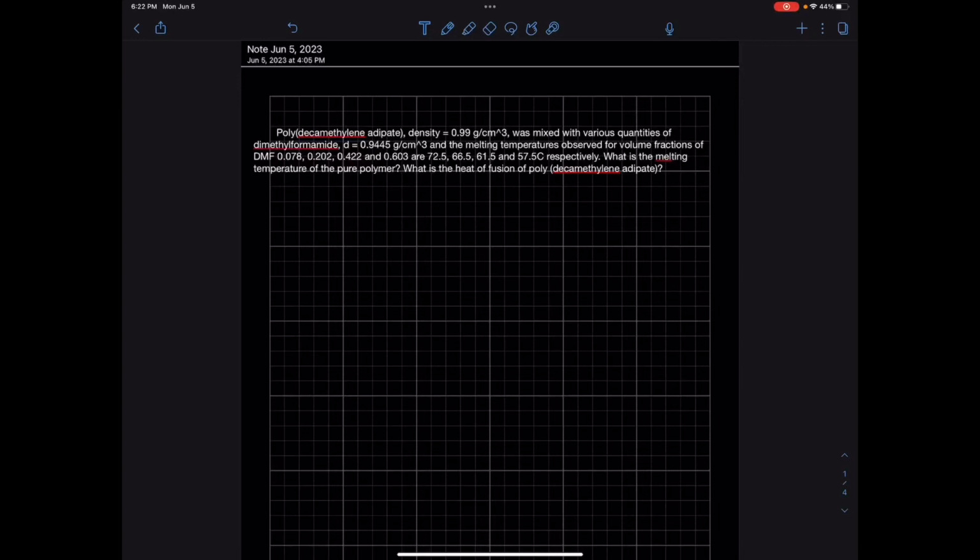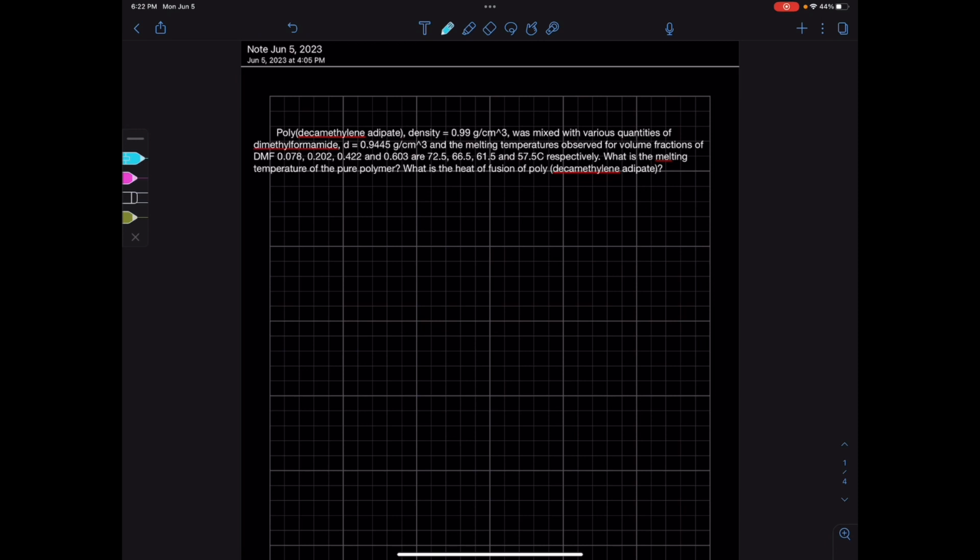Polydecamethylene adipate, density 0.99 grams per centimeter cube, was mixed with various quantities of dimethylformamide of density 0.9445 grams per centimeter cube, and the melting temperatures observed for volume fractions of DMF 0.078, 0.202, 0.422, and 0.603 are 72.5, 66.5, 61.5, and 57.5 centigrade respectively. What is the melting temperature of the pure polymer? What is the heat of fusion of polydecamethylene adipate?